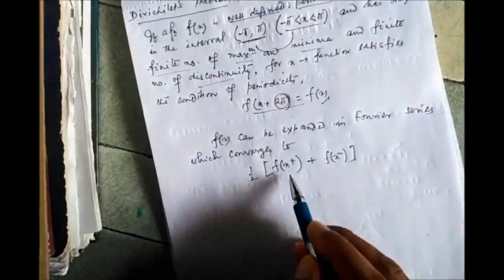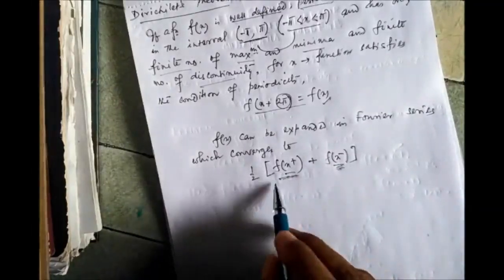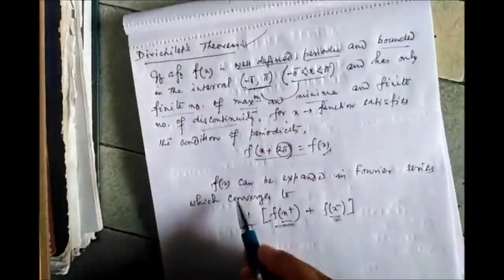So if you choose any two arbitrary points at the left hand side and right hand side of the point of discontinuity, then the value of this function f(x) must be the average of these two, f(x+) and f(x-). So this is basically Dirichlet's theorem, right?